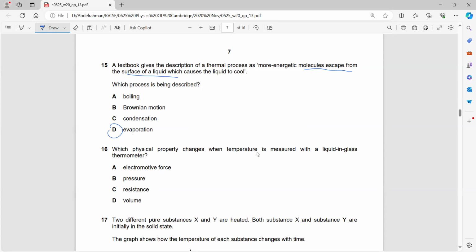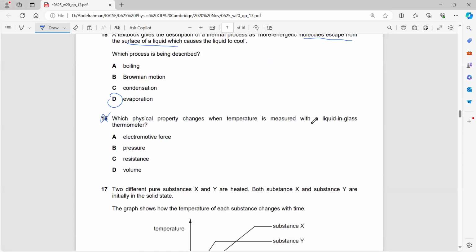Which physical property changes when the temperature is measured? This one has been removed. Liquid in glass thermometer, this has been removed.